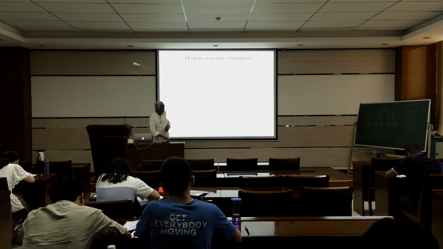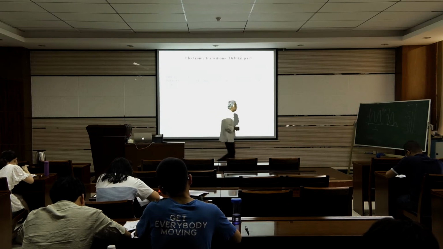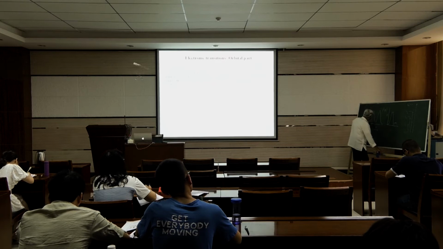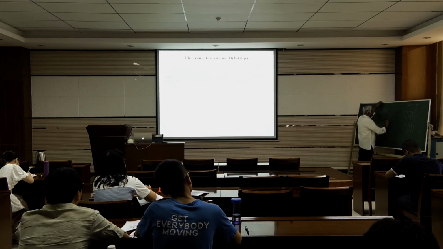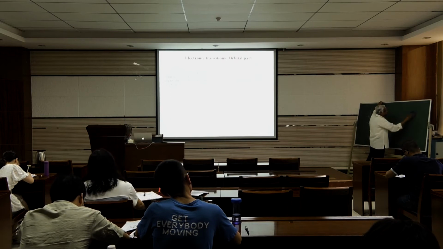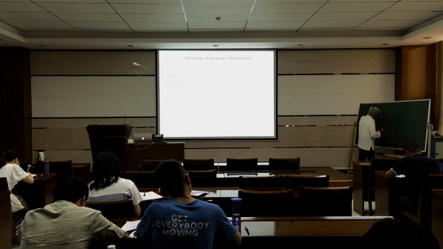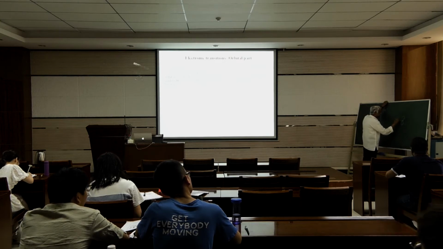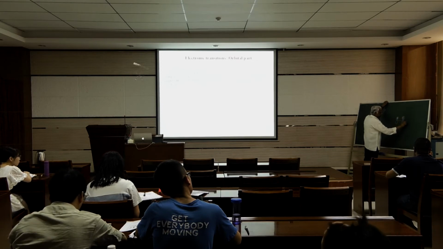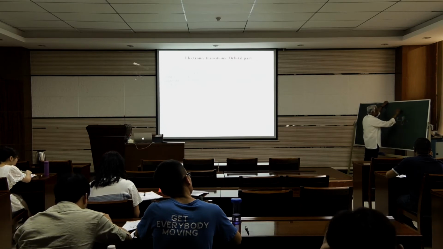Okay? So for example, you have electrons here, that is the pi orbital. There are two electrons here. And then it is going to go to pi star. Pi star is going to look like this.